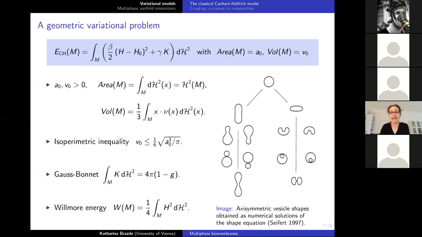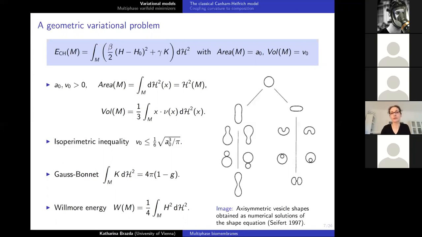So here you see vesicle shapes that were obtained by numerical solution of the shape equation. So you see, starting from the sphere, you can have these prolate shapes that look like a pear, and then you see that budding occurs, so the cell splits. Or you can also have a red blood cell shape, but with symmetry breaking. These are axisymmetric shapes that are solutions to the shape equation that have been obtained numerically.